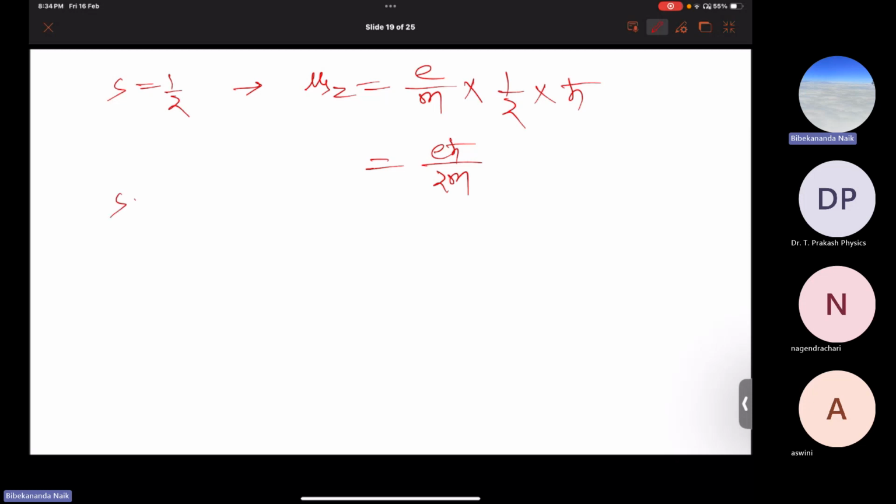So when m s is equal to half, mu s z is e by m into half into h cross, or e h cross by 2m. This is mu s z. Then when m s is equal to minus half, mu s z will be minus e h cross by 2m, because only a minus sign comes in.